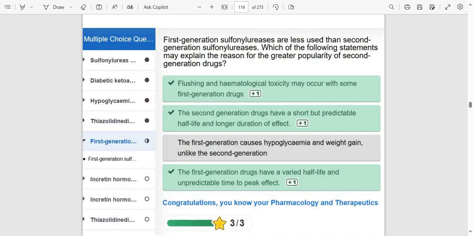Actually, whether it's first generation or second generation, they will still cause hypoglycemia and weight gain. The improved aspect that we are talking about as to why second generation drugs are better is because of the flushing and the hematological problems, and also the second generation having a longer biological half-life. First generation drugs have a varied half-life and unpredictable time to peak effect.